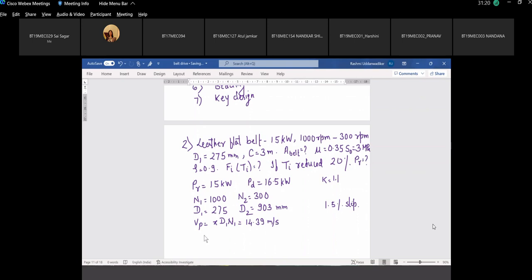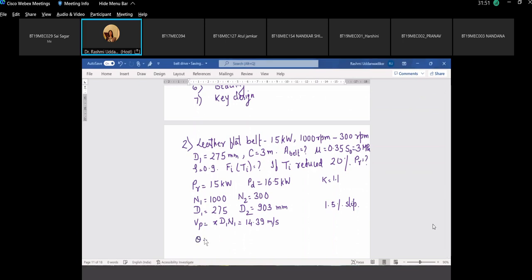What is the next step? We are done till here. What is the next step? I'll keep asking you the questions unless you post it quickly on the group. Lokesh, find theta so that we get the value of T1 and T2. Center distance is known, two diameters are known.